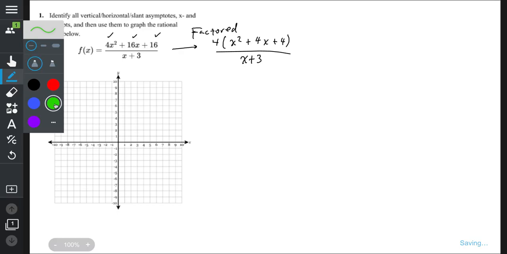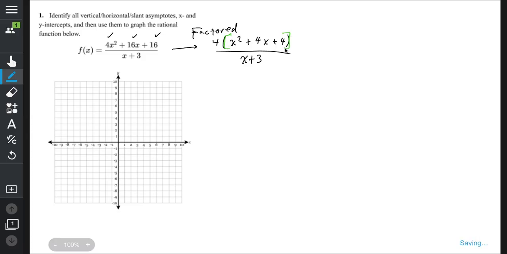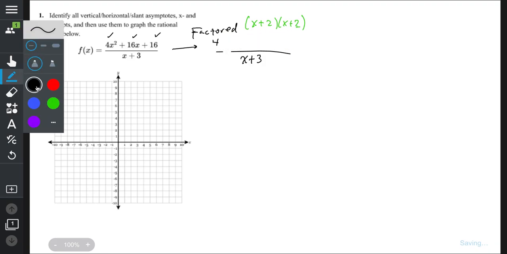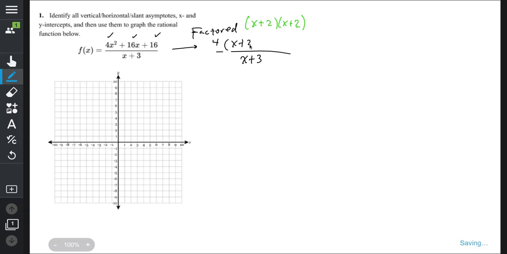And then let's factor this trinomial right here. Okay? So we're going to replace this with what I just wrote. Okay, very important to have the factored version.